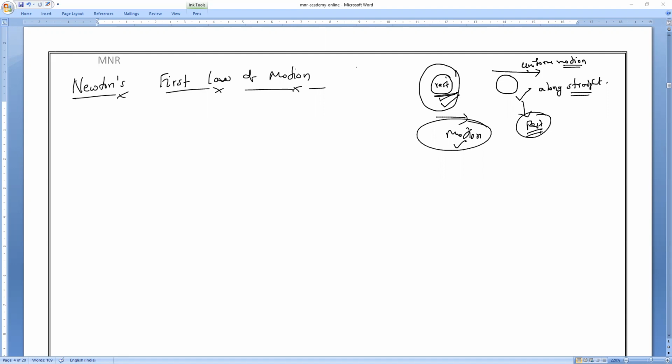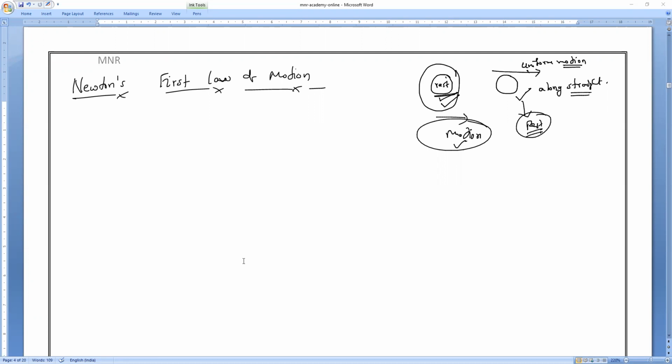Yes, sir. So that is what you should understand. That is what is called Newton's first law of motion. Unless and until a body is compelled by an external force, the body which is in a state of rest remains in a state of rest. The body which is in uniform motion in a straight line will remain in uniform motion unless it is compelled by an external force.